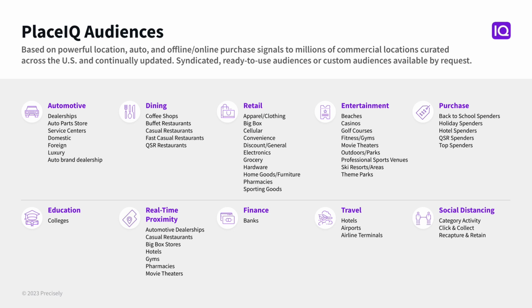PlaceIQ has even taken a step further beyond just a visit-based segment by providing purchase-based segments now as well. These in particular cover 175 brands and allow you to target purchasers, both online and offline purchases, within the last 90 days. So a much more effective way to speak to an audience lower in the marketing funnel. And we'll get into that a little bit more as we go forward.